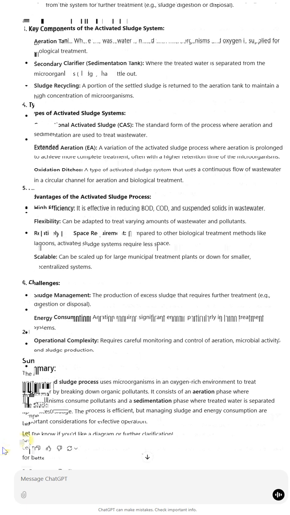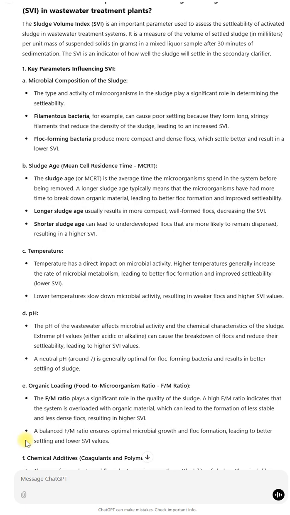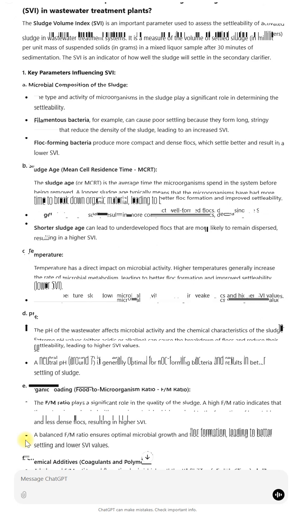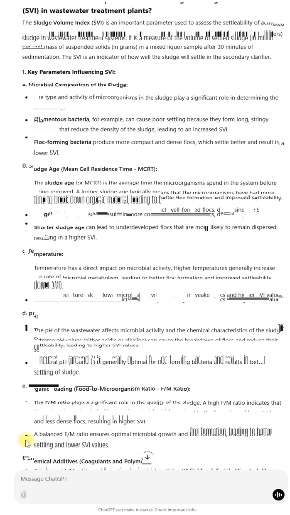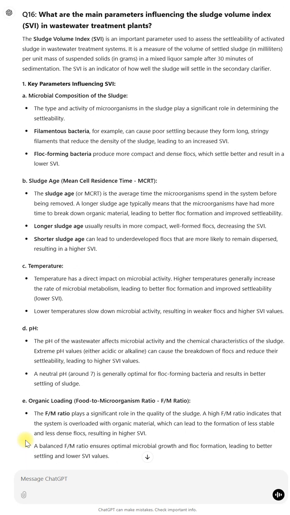Q16. What are the main parameters influencing the sludge volume index, SVI, in wastewater treatment plants? The sludge volume index, SVI, is an important parameter used to assess the settleability of activated sludge in wastewater treatment systems. It is a measure of the volume of settled sludge in milliliters per unit mass of suspended solids in grams in a mixed liquor sample after 30 minutes of sedimentation.